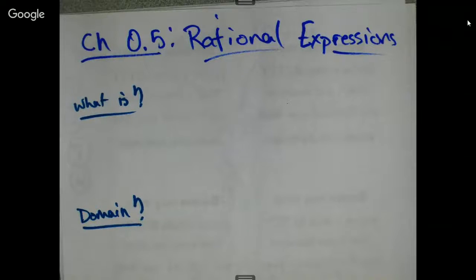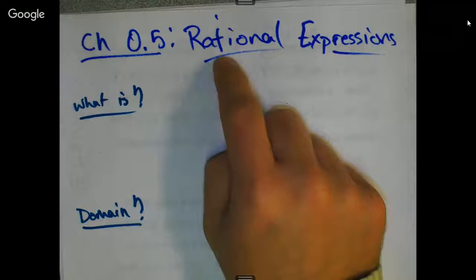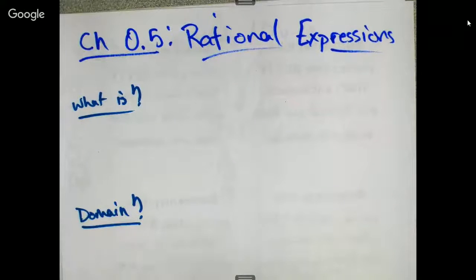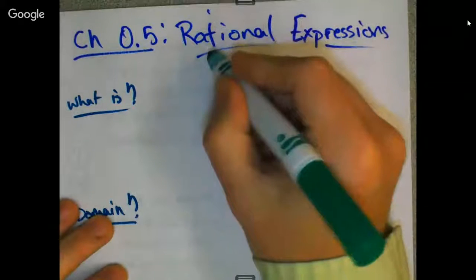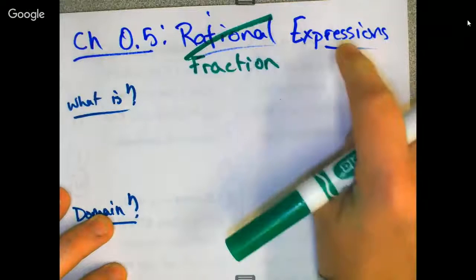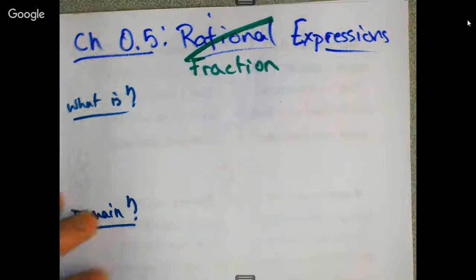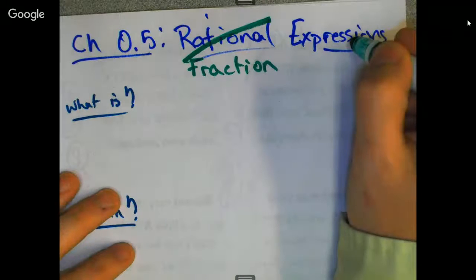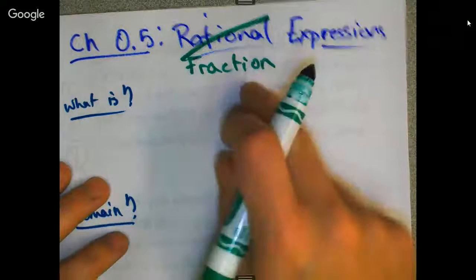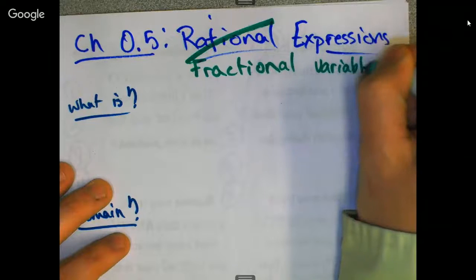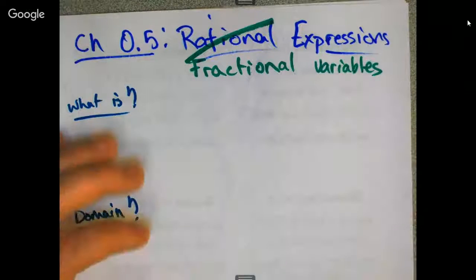All right, so I first want to start off with: what is a rational expression? We know that a rational number is any number that can be put into a fraction. So instead of rational, we're going to put the word fraction. And expressions are just one side of an equation, so it does have variables. So we'll say fractional variables. That's what a rational expression is.